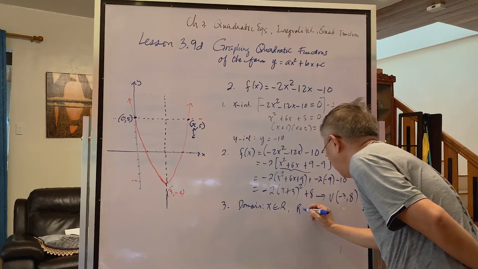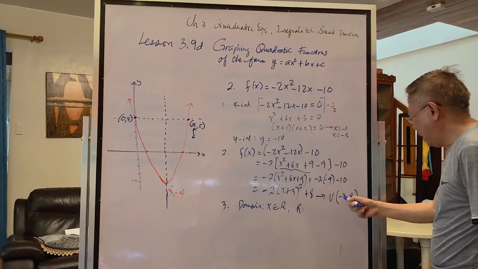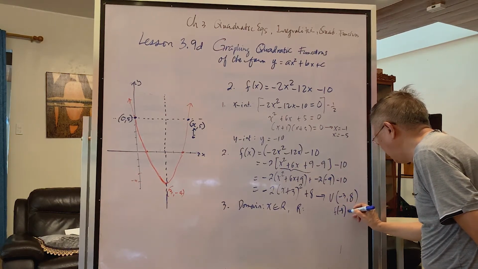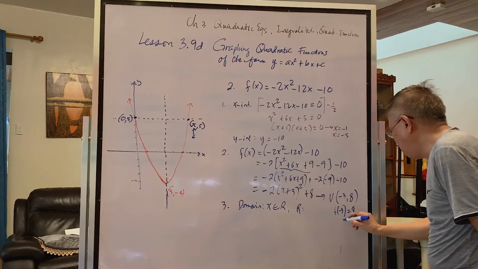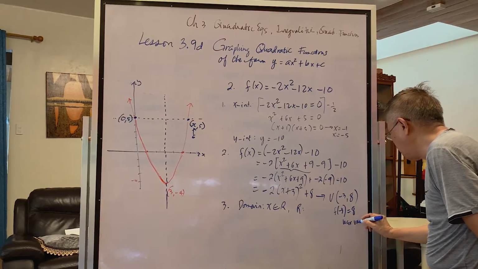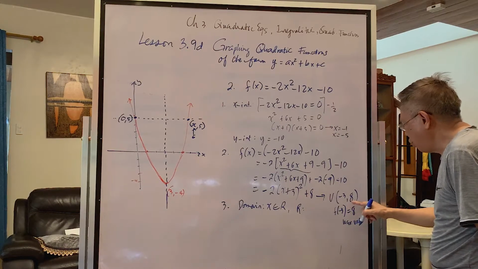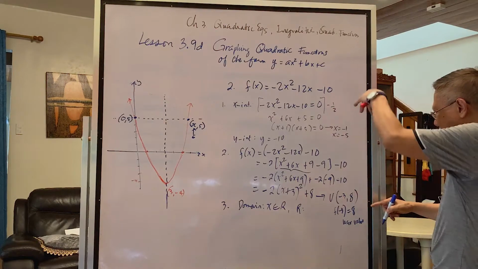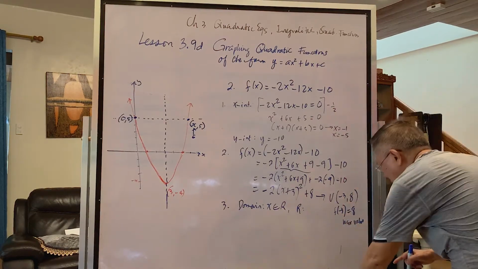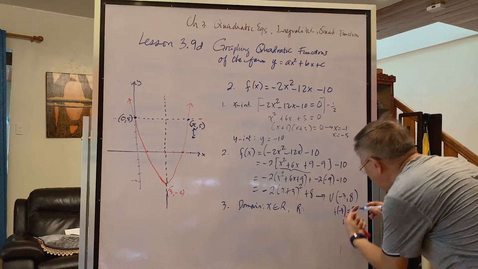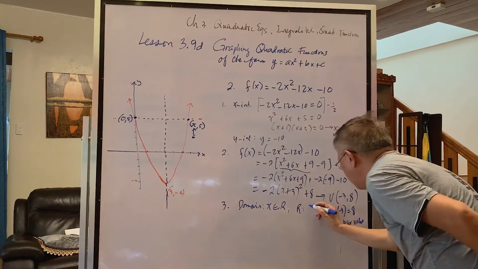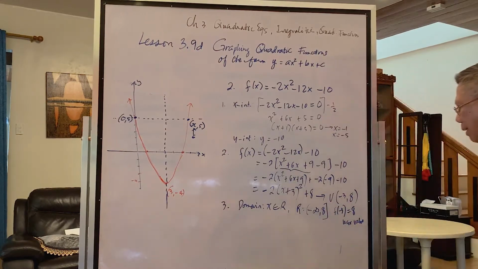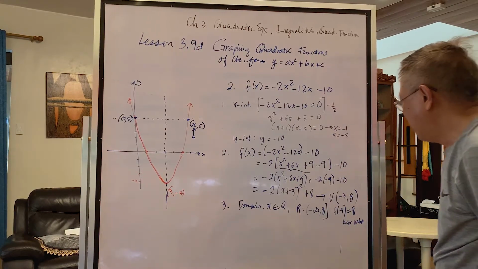And then the range here, notice that this negative 3 and 8, f at negative 3 equals 8 is a maximum value. Which means there's no more y that's higher than 8. Therefore, the graph goes down. So your range will be from negative infinity up to this maximum value of y. So from negative infinity up to 8. That is your range. Okay.